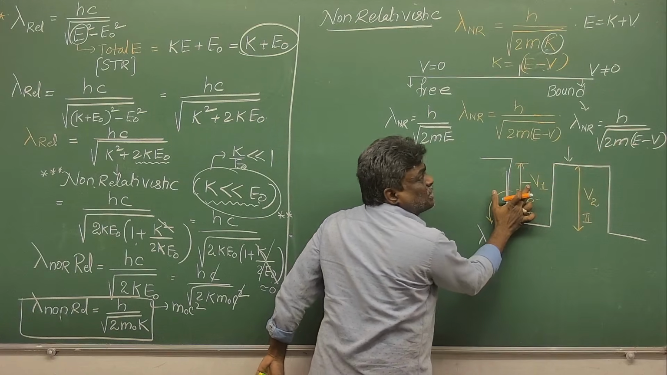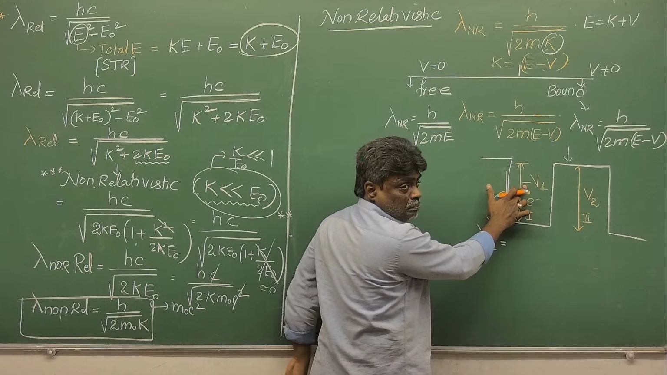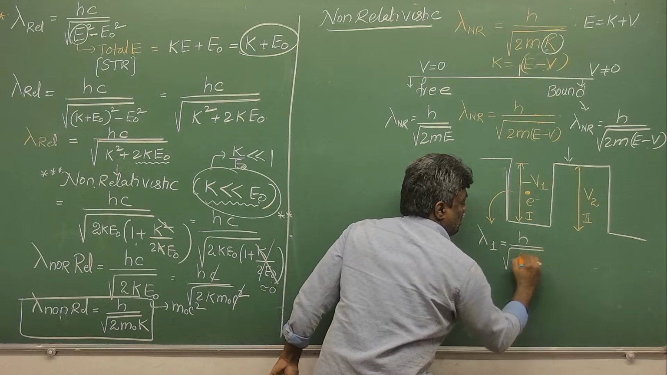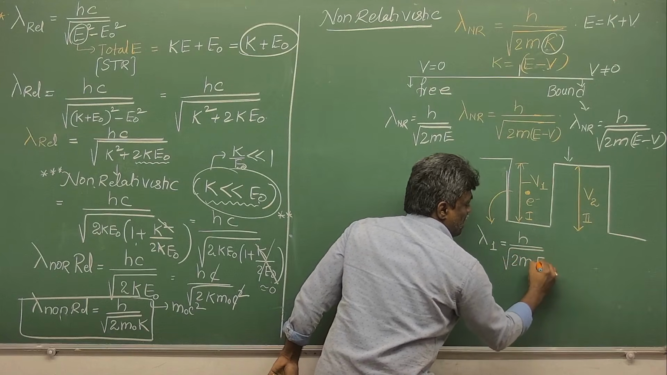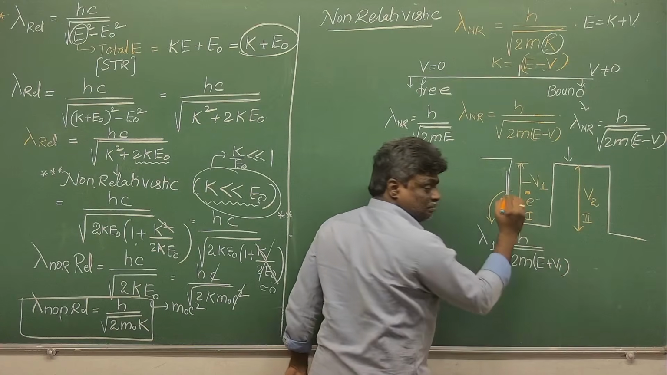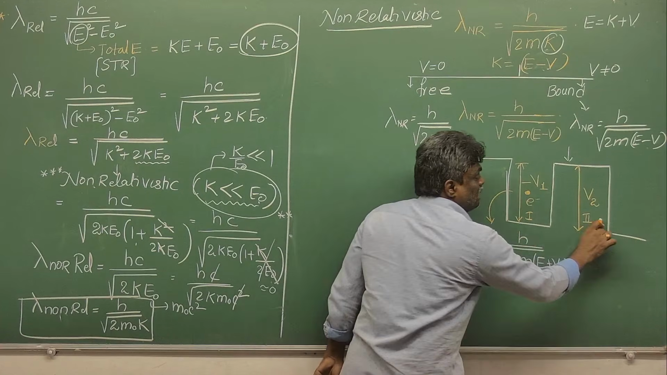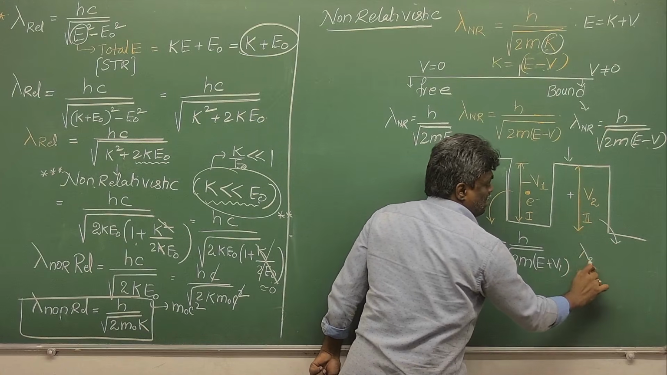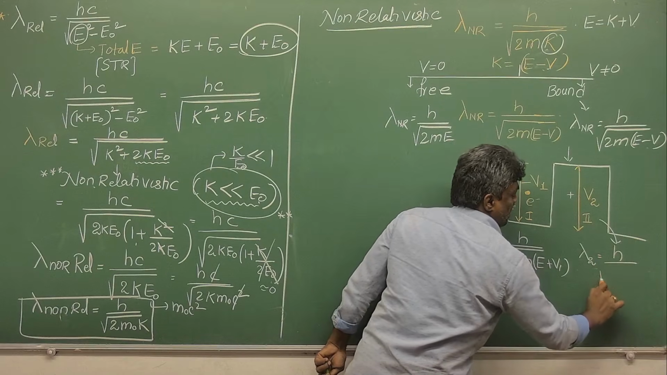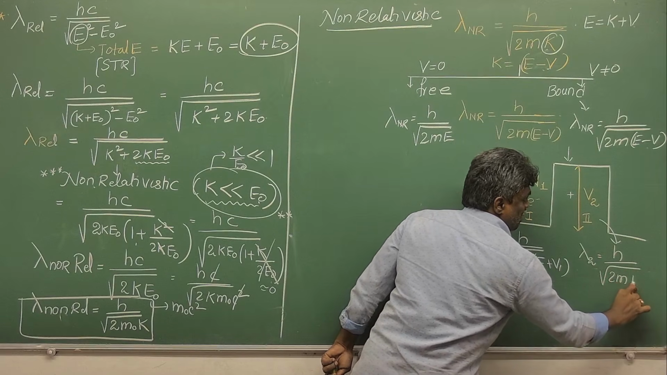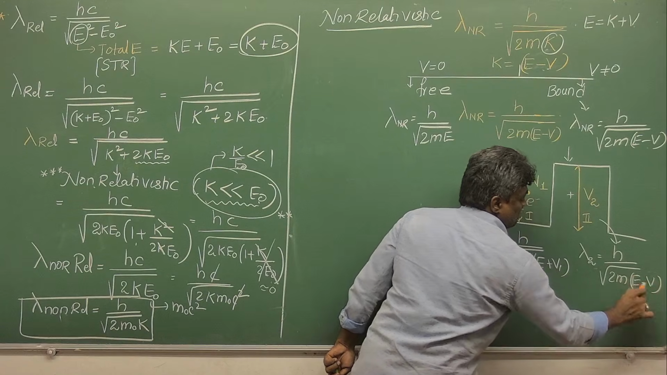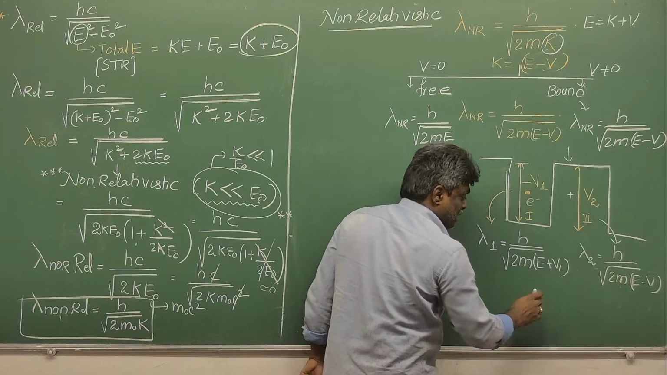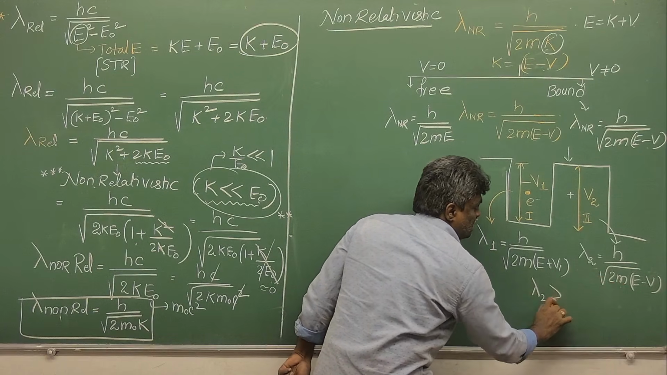What is the potential here? -V1. So lambda 1 equals h/√2m(E plus V1). But here the potential is positive, so subtract. Now lambda 2 equals h/√2m(E minus V). In one the denominator is more, in the other the denominator is less. That's why lambda 2 is greater.